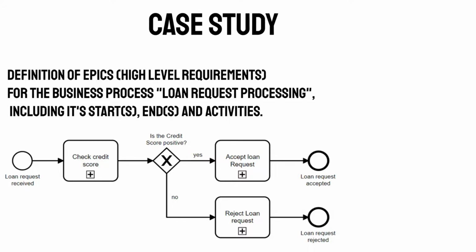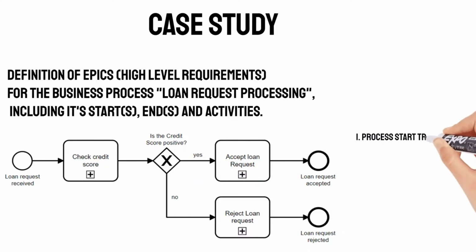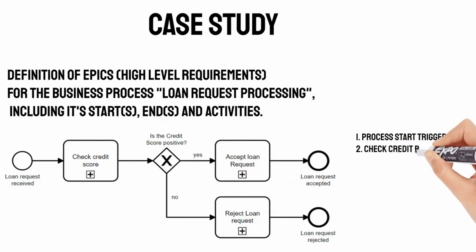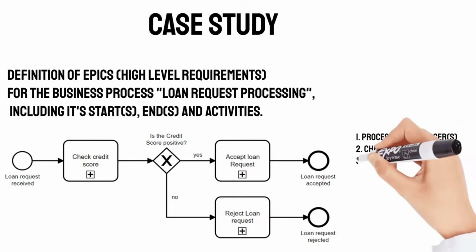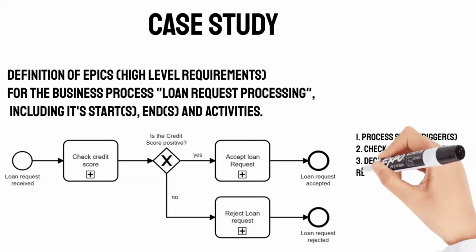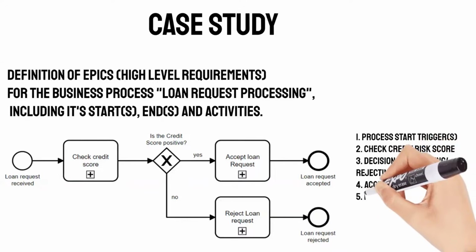A possible agenda could look like the following. First, we want to analyze the process start triggers. So how is this process getting started? Who is starting it? When does it get started? Under which circumstances? After this, we just go through the flow. So checking on the first activity, check credit score. What is this activity all about?